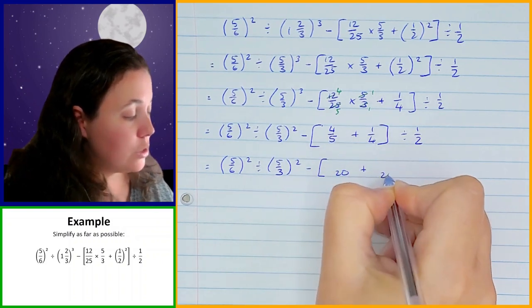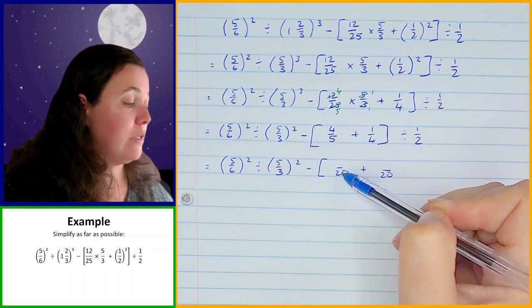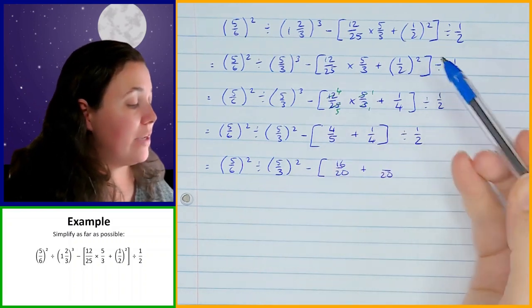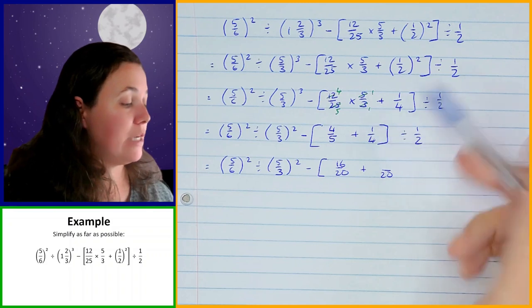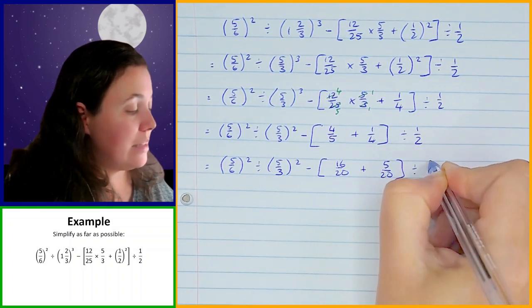Plus this is also something over 20. Okay, I must multiply 5 by 4 to get 20, so I'm going to multiply my numerator by 4 as well, giving me 16. Over here, I'm going to multiply 4 by 5 to get 20, so I'm going to multiply my numerator by 5, giving me 5 over 20. And then I'm going to divide that by a half.